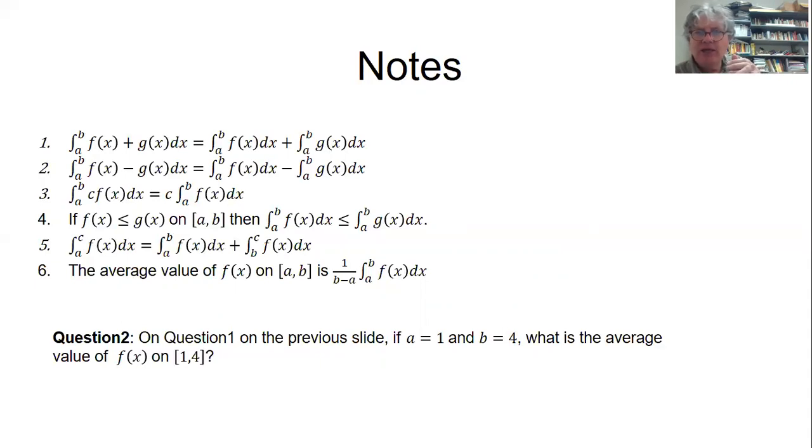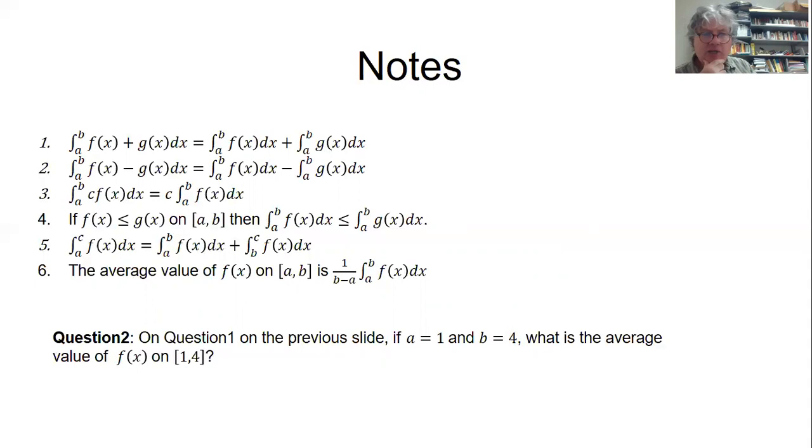One way to think about this is, you have your function on interval AB, you come along with a bulldozer and move that area over to flatten it out into a rectangle. The height of that rectangle is going to be the average value. So the rectangle has area B minus A times the average value, and that is going to equal the integral. If you just solve for the average value, you get that relationship right there.